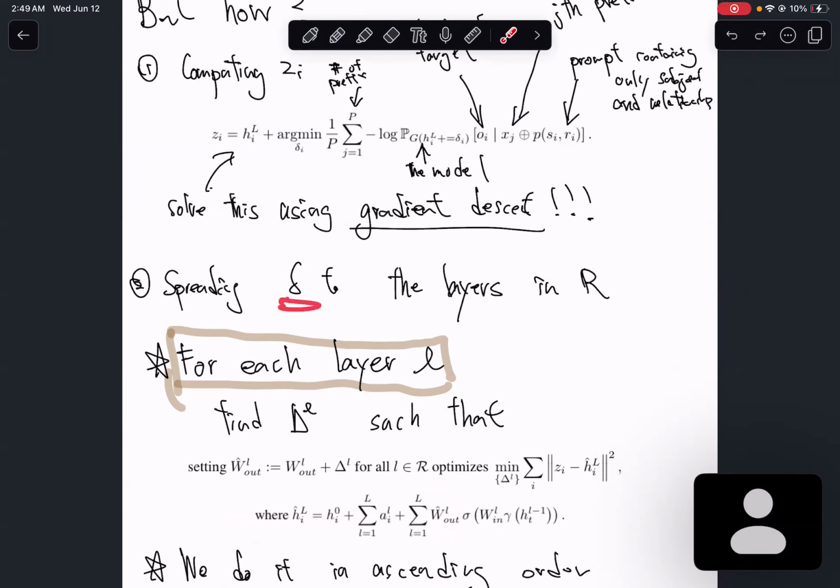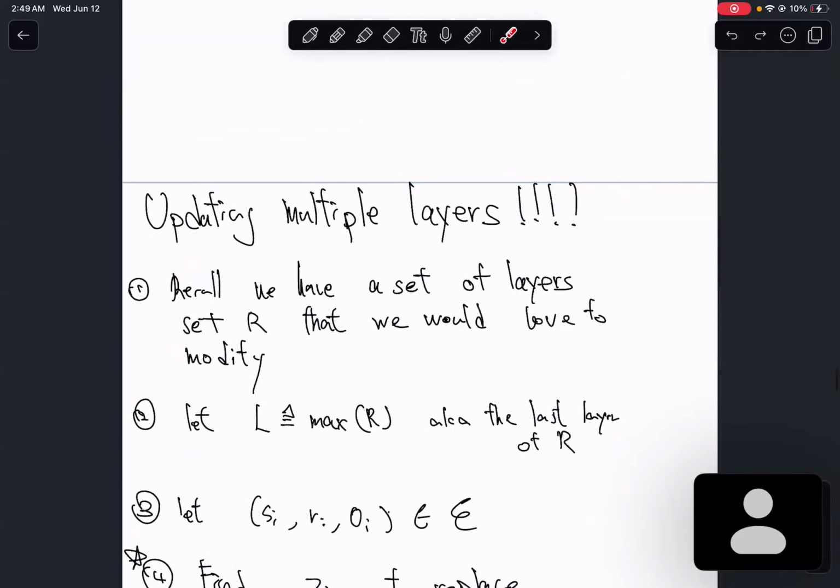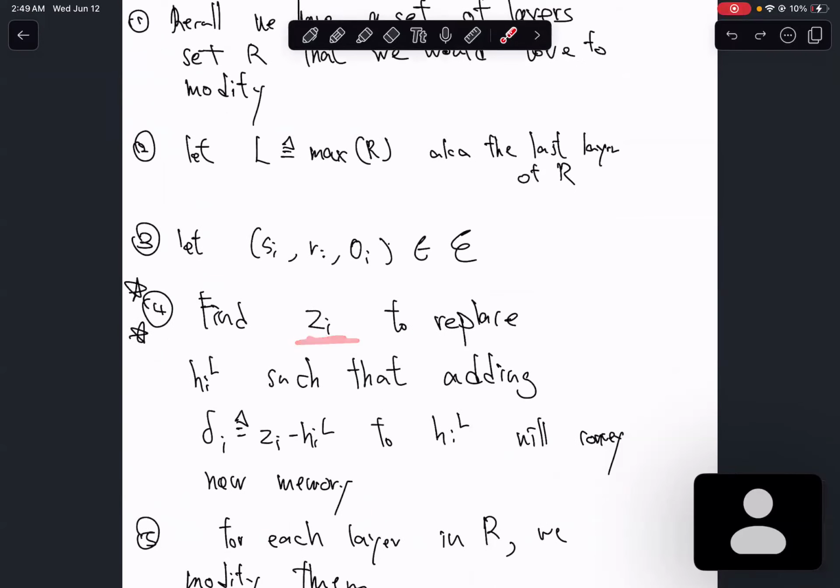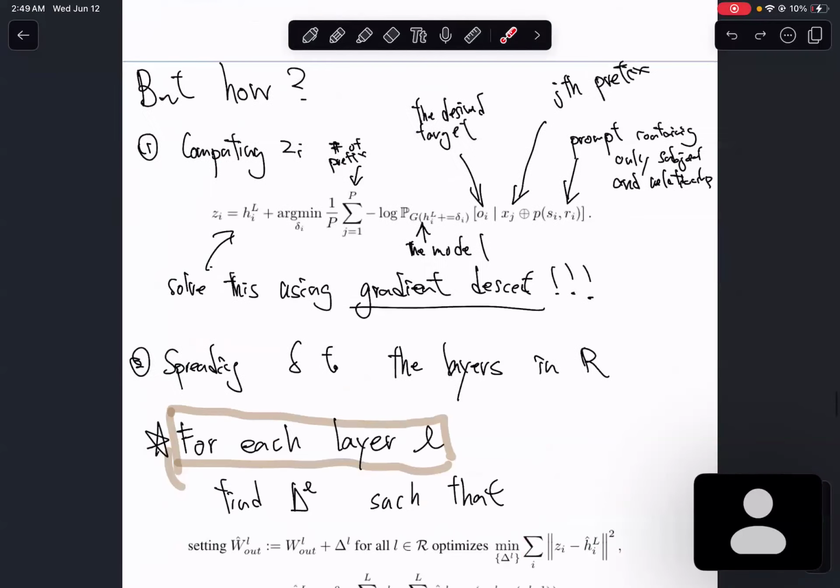How do we spread delta to the layers in R? For each layer l, we want to find delta l such that if you add delta l to the W_out^l, it will minimize this thing. Why do we want to minimize this? Recall, if we are minimizing the norm, it means we want these two to be as close to each other as possible. And recall, zi is something that if you replace hi^l with zi, it will convey the new memory. That's why they're doing this.